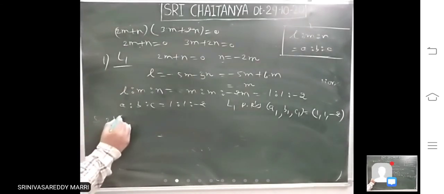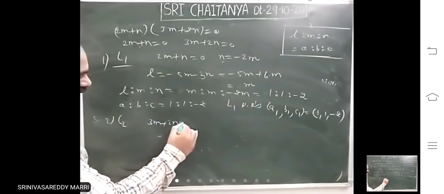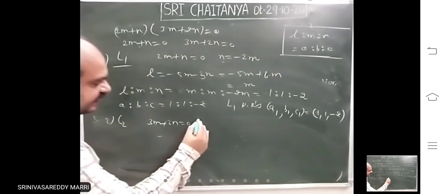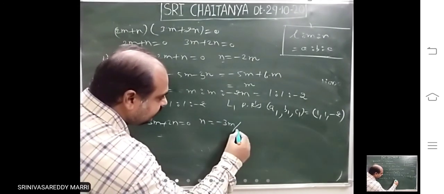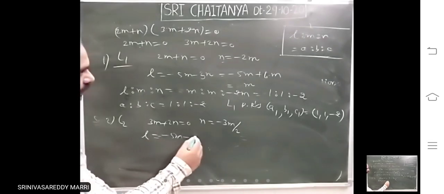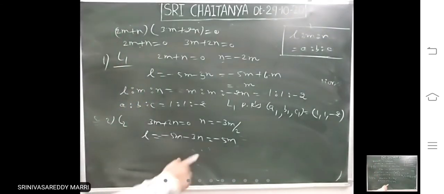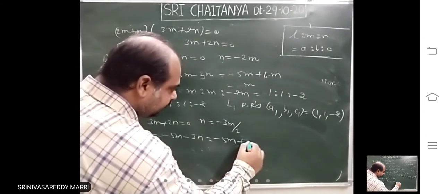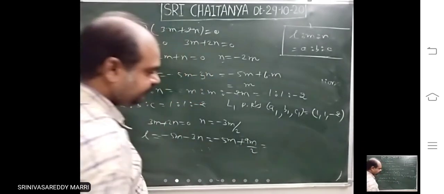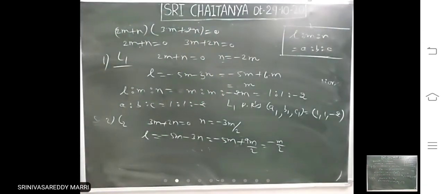Second condition, for line 2: 3m plus 2n equal to 0. So n is what here? n is minus 3m by 2. Now take l equal to minus 5m minus 3n. If you substitute n equal to minus 3m by 2, you will get 9m by 2. So minus 10m plus 9m, minus m by 2. Now calculate l is to m is to n.